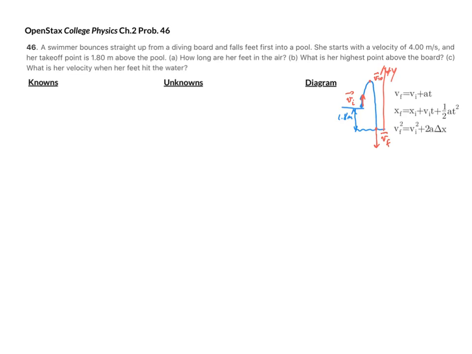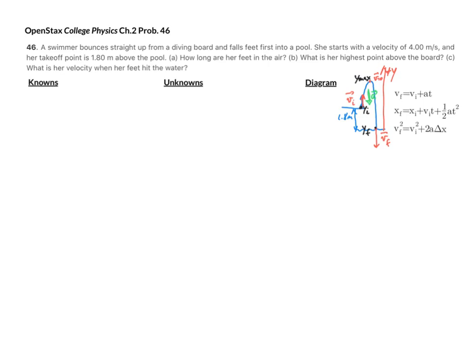So we know that the diver starts from some height y initial. She will go up to some maximum height, so I'm going to call this y max, and then turn around, fall down, and this will be her y final. This entire motion is governed by the acceleration of gravity, so I'm going to draw an arrow here down so that we remember that we have an acceleration of gravity acting on her throughout the motion.